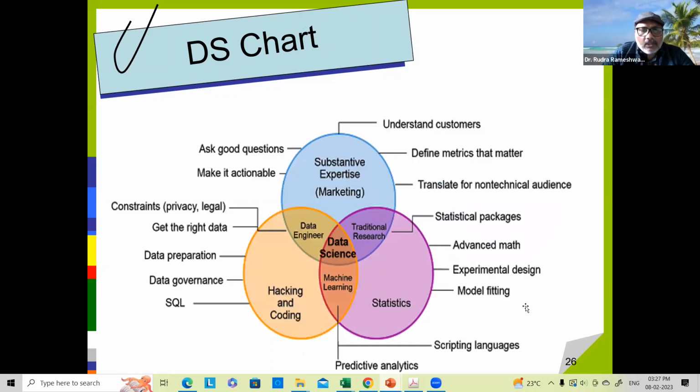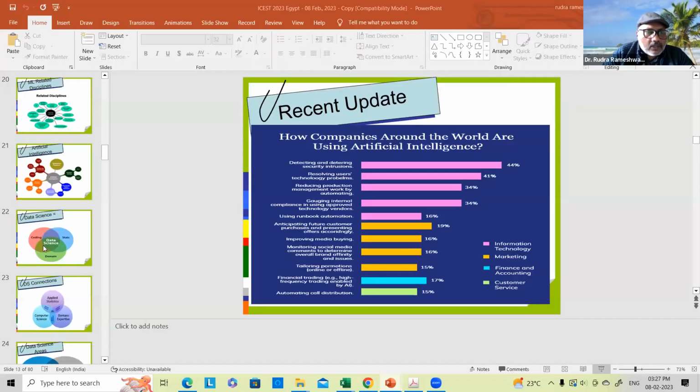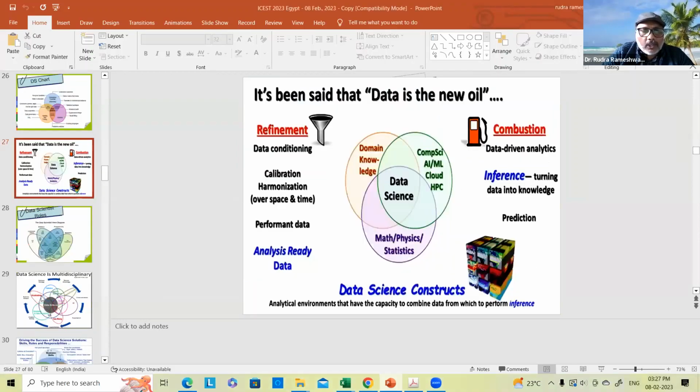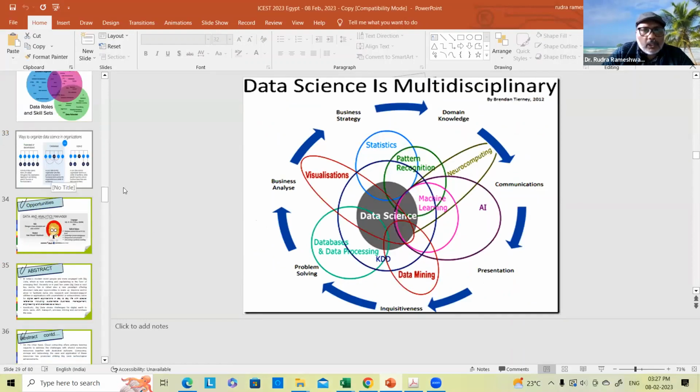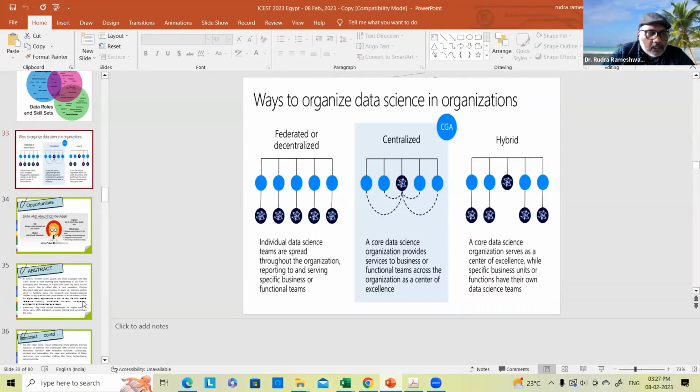Let me see how data science fits. There is a role for data science in multidisciplinary visualization, data mining, and communication. You can also think about these. In this way the collaboration is greater, and there are ways to organize data science, so the integration is greater. I've already covered this point.